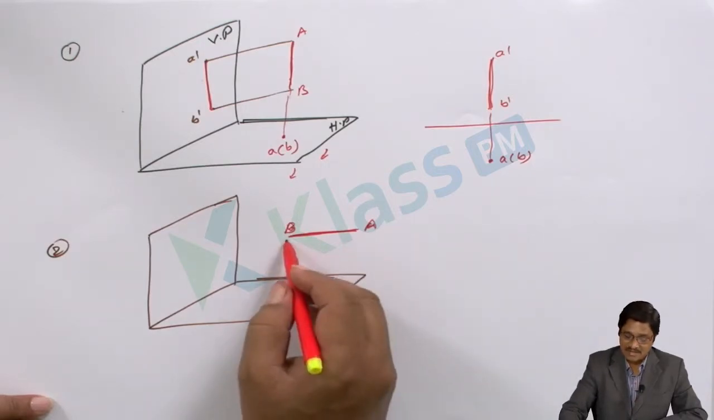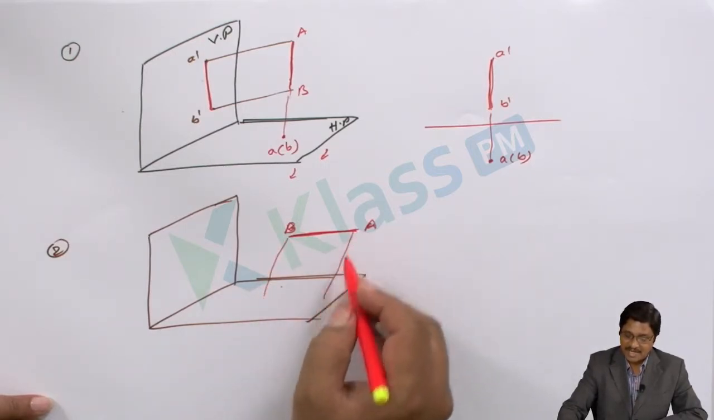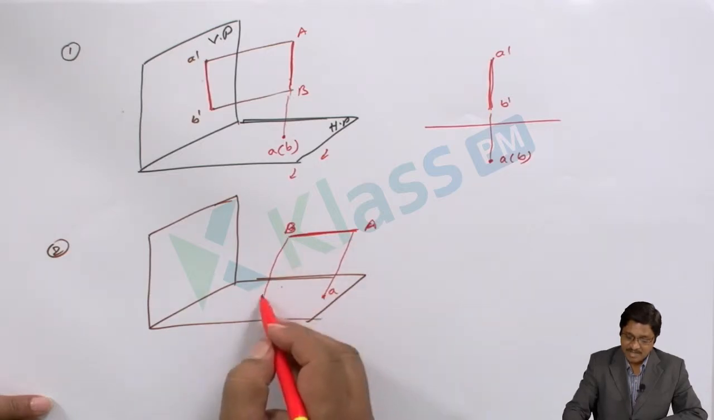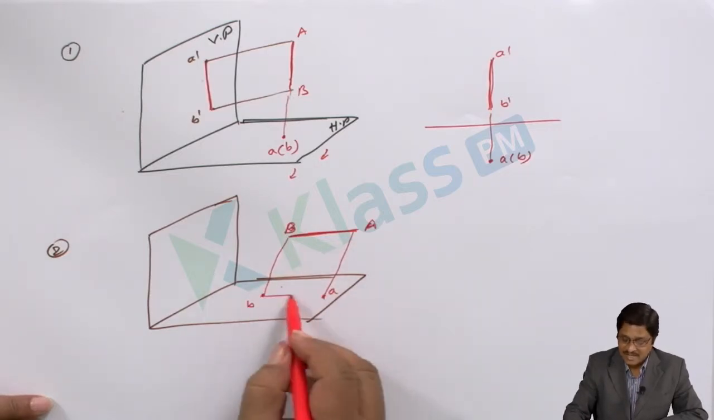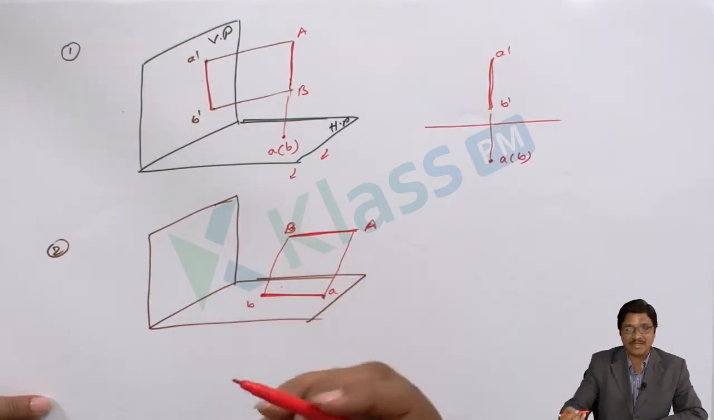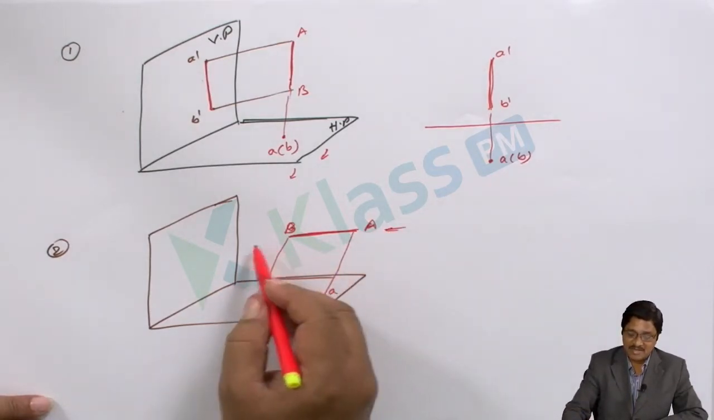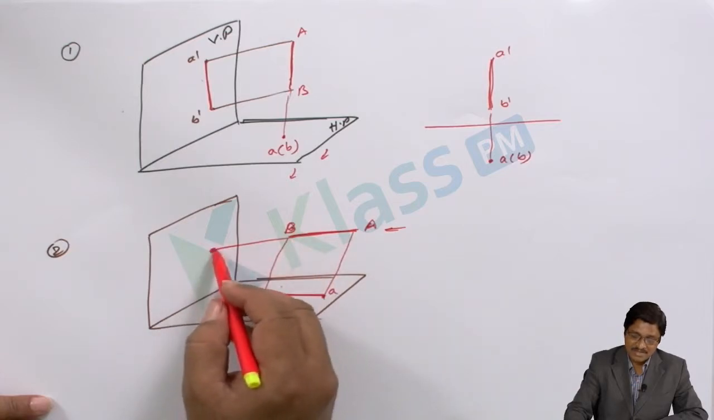If you draw here, this will be independent. The A point projection is a, the B point projection is b. Being a straight line, I connect them by a straight line and get the top view of the line. Similarly, to get the front view, I draw from here, where it is projected, and it appears as a point.